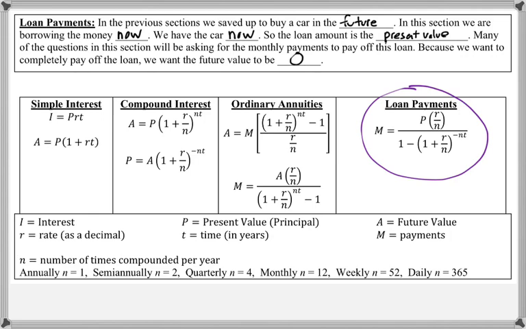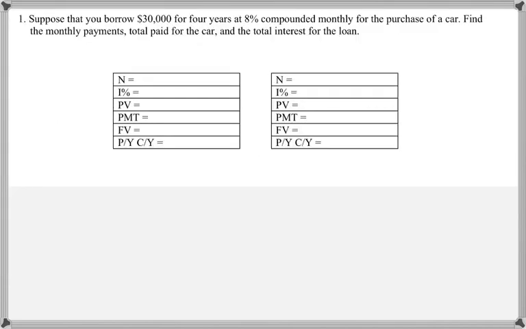the TVM solver. Number 1 says, suppose that you borrow $30,000 for 4 years at 8% compounded monthly for the purchase of a car. Find the monthly payments, find the total paid for the car, and find the total interest for the loan.